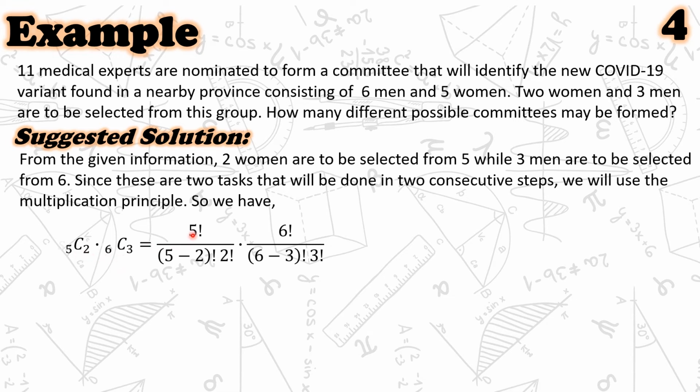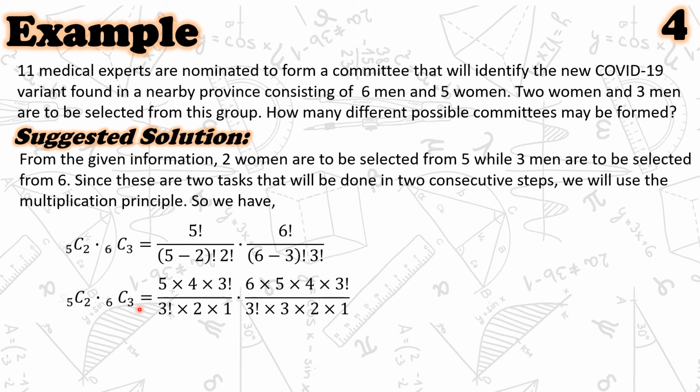5 combination 2 is 5 factorial over 5 minus 2 factorial times 2 factorial, multiplied by 6 combination 3, that is 6 factorial over 6 minus 3 factorial times 3 factorial. Evaluating this factorial notation, we have 5 times 4 times 3 factorial, since 5 minus 2 in the denominator is 3 factorial. And then on the second factor, we have 6 times 5 times 4 times 3 factorial. Also 6 minus 3 factorial is 3 factorial.